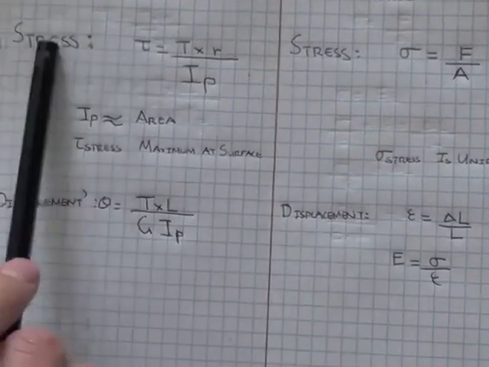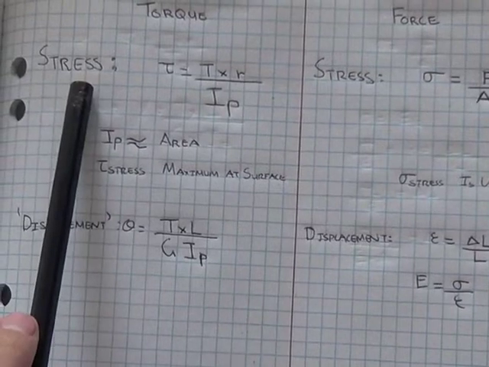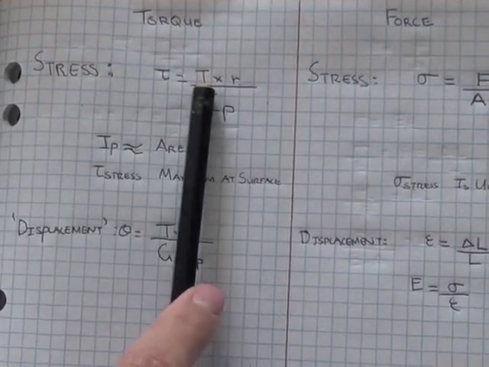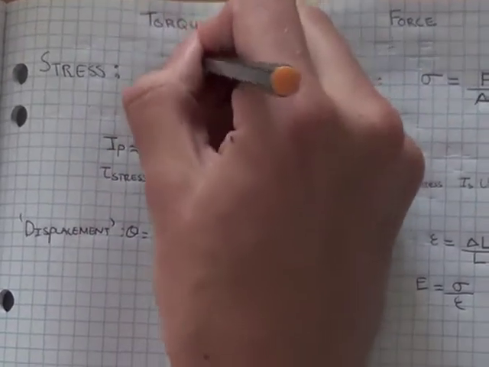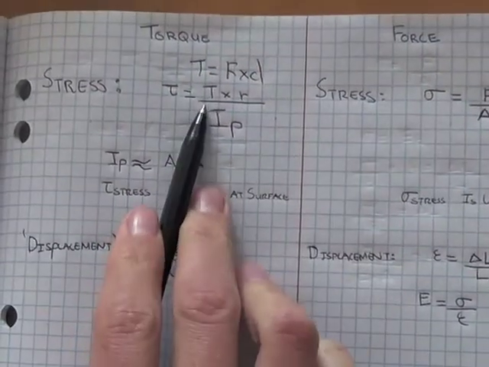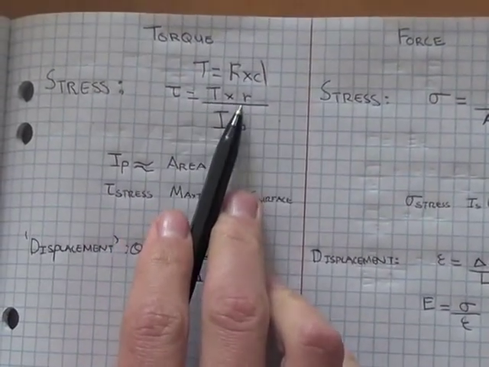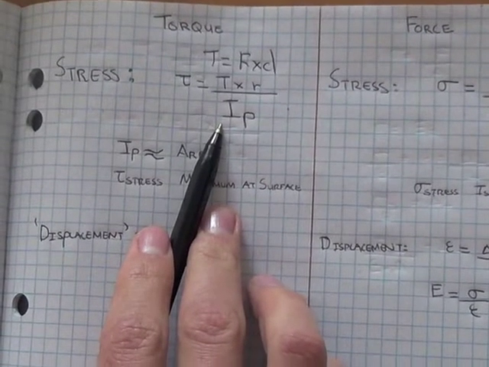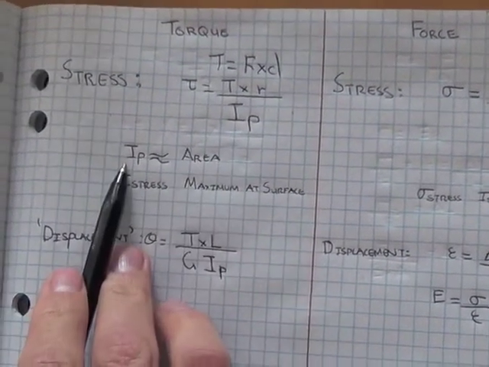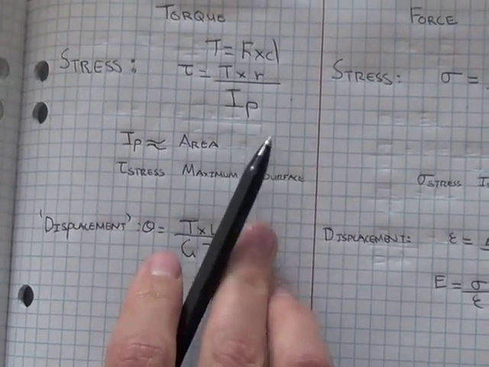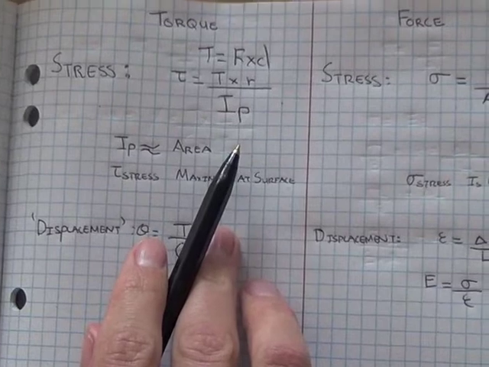Now I'll show you how stress is very similar when it's applied from torque. So stress here, this torque, which, as we know, torque is equal to force times distance. So this torque here can be considered the force. And this IP here is something called the polar moment of inertia. Now that can be considered fairly similar to the area. This polar moment of inertia can be found in readily available literature on the internet.